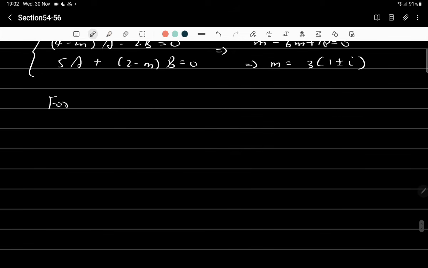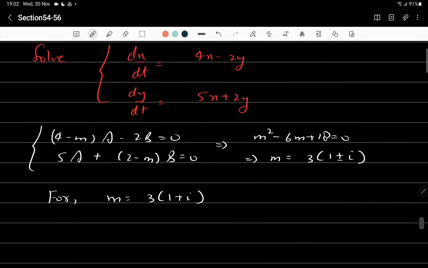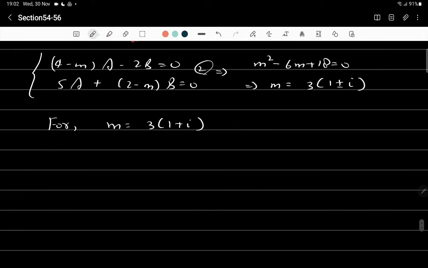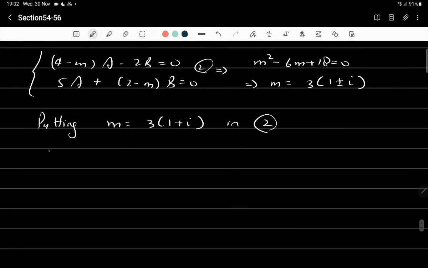So I told you that we consider one only. So let us consider m to be 3 plus minus i. So when you substitute m into this equation, so let's call this 1, this is 2. So putting m into it, and see what will happen. You will get (4 minus 3 minus 3i) a minus 2b is equal to 0, and 5a plus (minus 1 minus 3i) b is equal to 0.